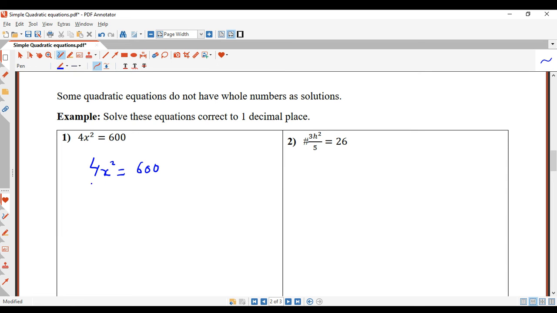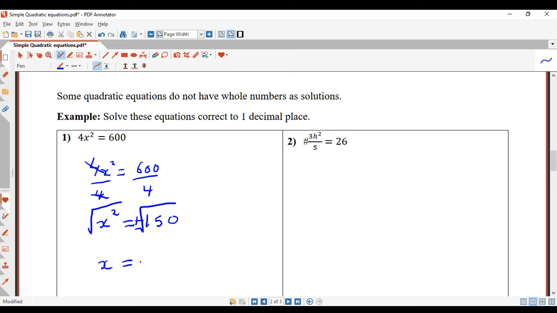Okay, so first things first, divide by 4. Divide by 4, cancels. X squared. It's going to give you 150. Okay, and next step, square root both sides. Don't forget to put the plus and minus symbol there.